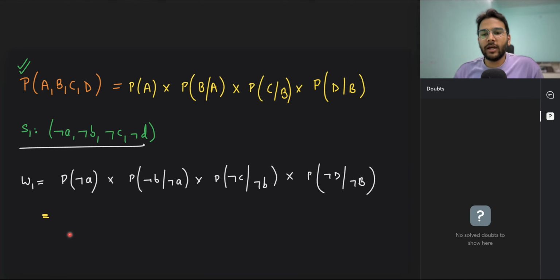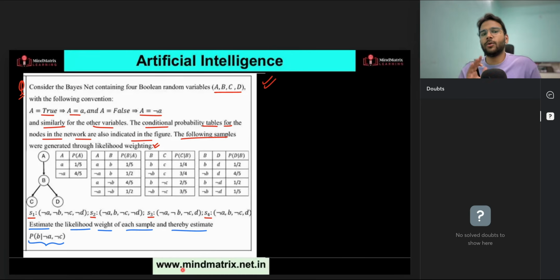Can anybody tell me what the evidences are here? Just see the question. What evidence do you have to consider? What do you think? What are the evidences that you should consider? Not of A given not of B, not of C. Okay, you are talking about this term.